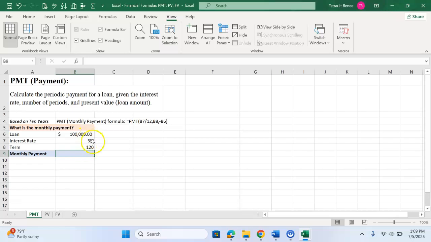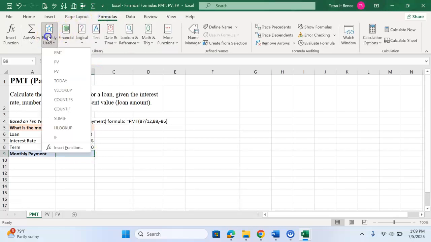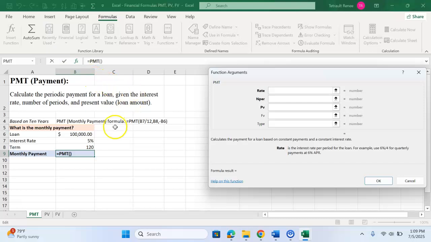So here's the loan for $100,000 at an interest rate of 5% for 120 payments, which is for 10 years. So it's already calculated: 10 years times monthly payments, 12, is 120. So go ahead and click in B9 and choose formulas. I'm going to use recently used, and there's payment. And the first one is the rate. Remember, it's monthly payments, so divided by 12.